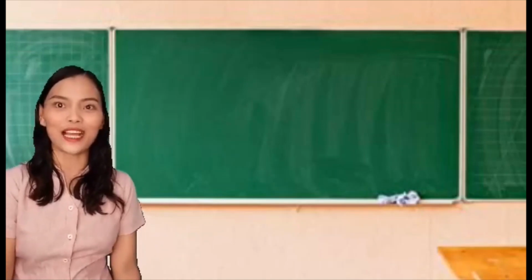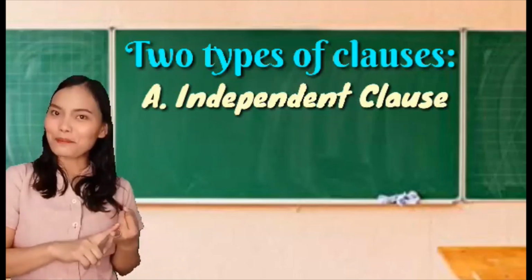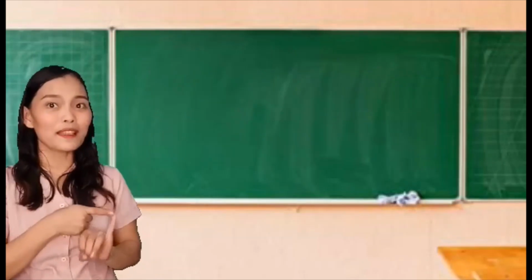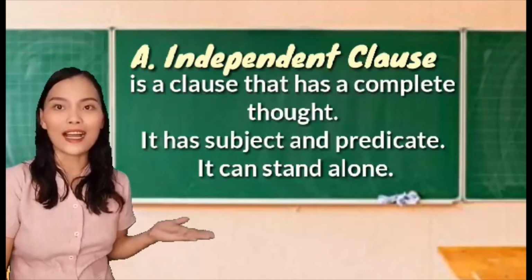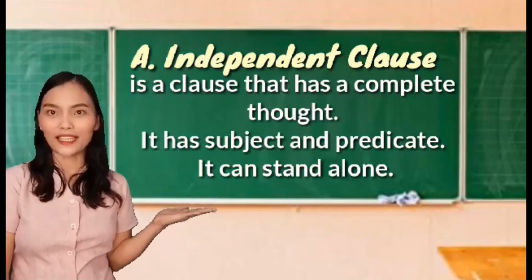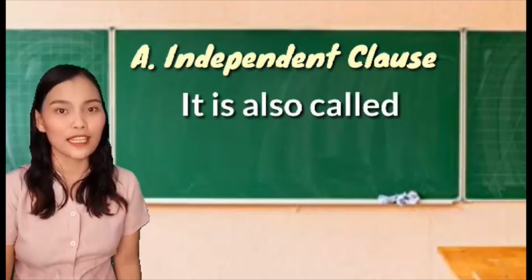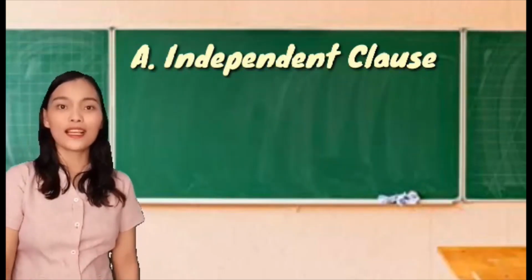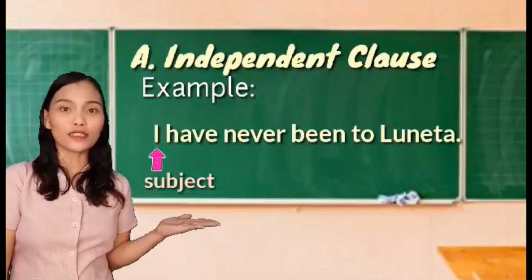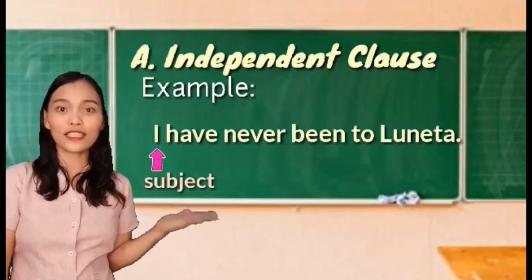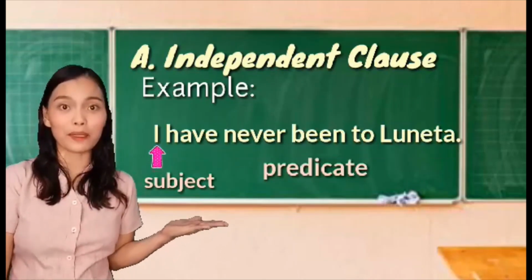There are two types of clauses: independent clause and dependent clause. Independent clause is a clause that has a complete thought. It has subject and predicate, and it can stand alone. It is also called simple sentence. Example, I have never been to Luneta. There is a thought in this sentence. The thought here is that the speaker has never been to Luneta.